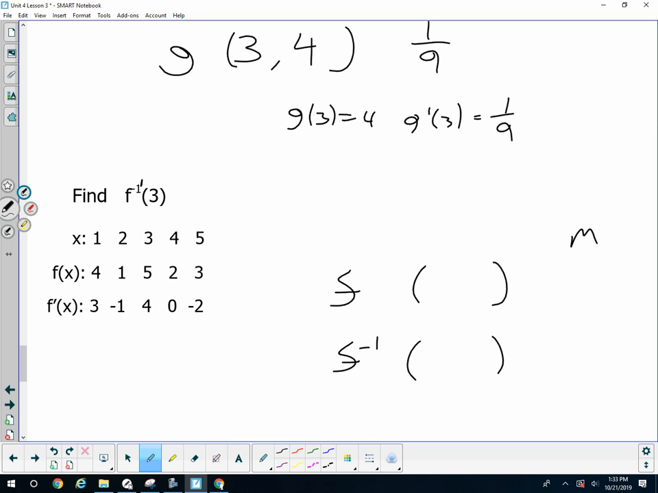You're trying to find f inverse prime at 3. G's got to have the point 3. F is not. You're not trying to find f prime at 3. You're trying to find f inverse prime at 3. It's not 1/4. It is -1/2.